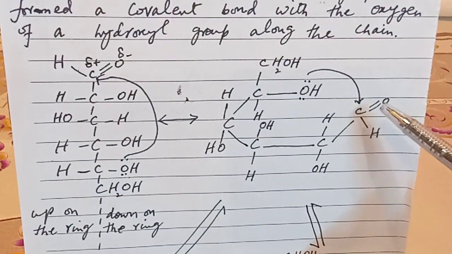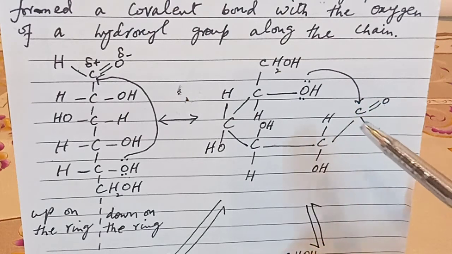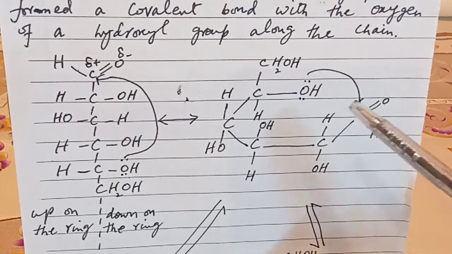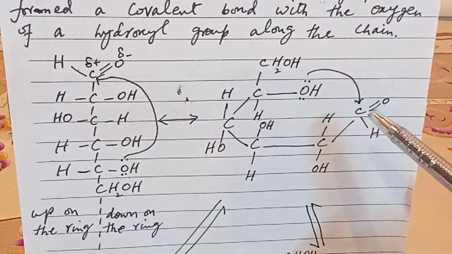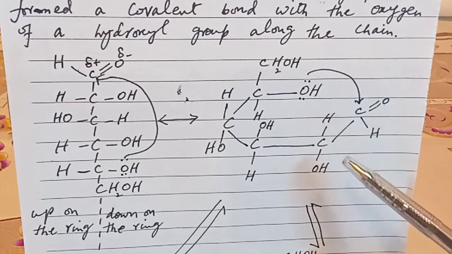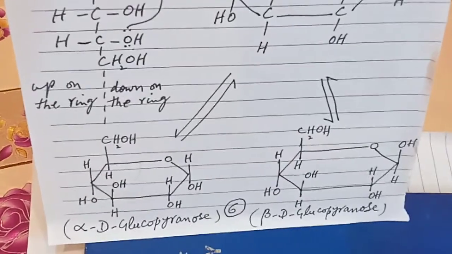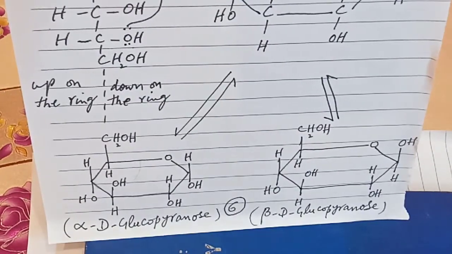If the alcoholic group forms from this oxygen to this hydrogen on the upper side, that will be termed as beta D glucopyranose. If the location of the formation of the alcoholic group is on the lower side, that will be termed as alpha D glucopyranose. Now I am going to explain. I am illustrating here in this structure.